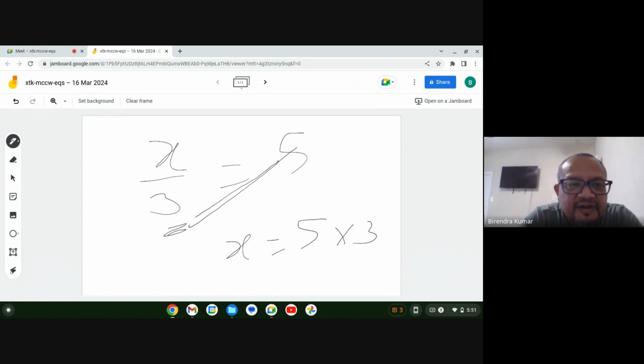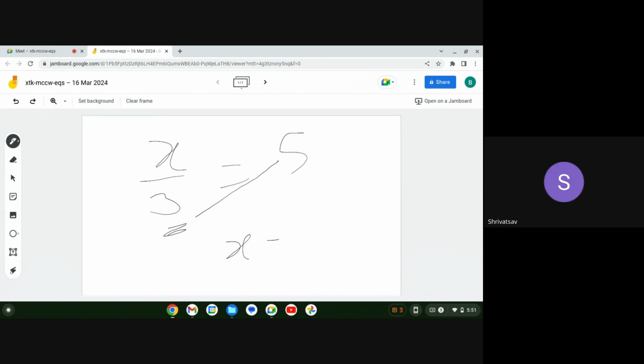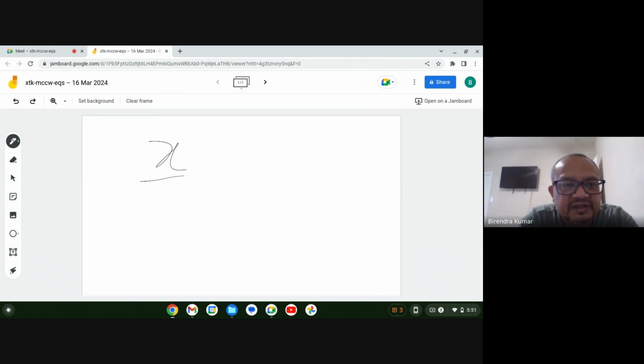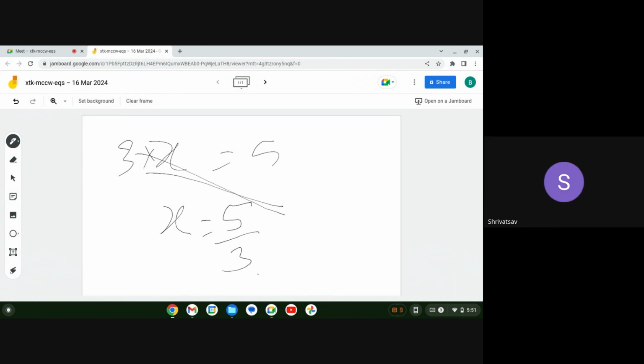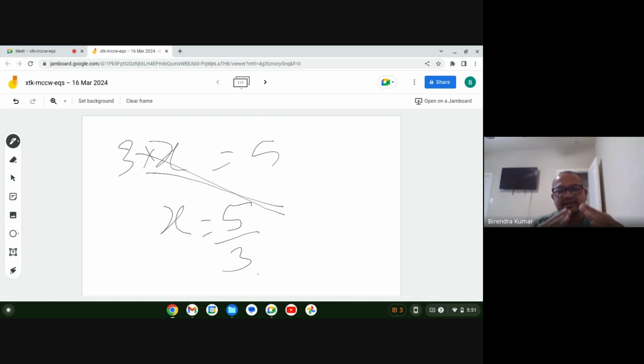If it was, let's say, 3 into x equal to 5, and I have to keep x on one side, this guy is above, so it comes below. So it will become 5 by 3. From here it comes down. You can think of it like a sword, okay? Two swords crossing each other, and the center of the sword is the equal to sign.